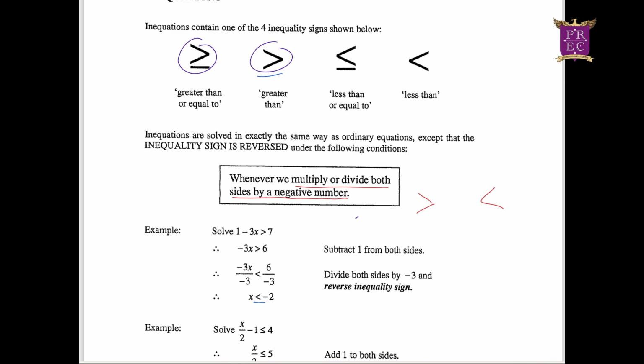Also, if you're not familiar with these signs, this is a greater or equal to sign, which means if you had x greater or equal to 3, that means x could equal 3 or any number larger than 3. Whereas if you had x greater than 3, x would not be able to equal 3, but it could be equal to any number greater than 3. So that's the difference.